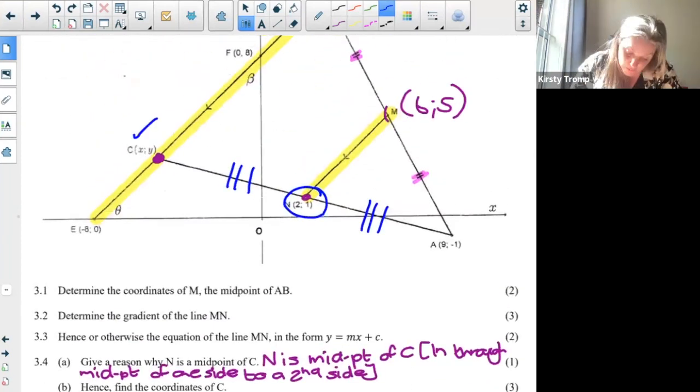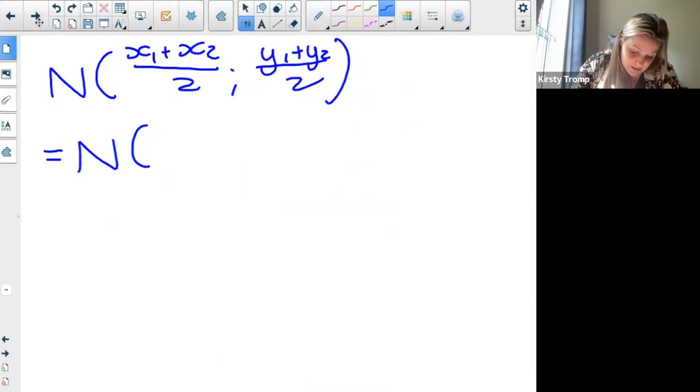We've got 2 points. We've got C and A. C is x is to y. A is 9 is to -1. So let's go put it in here. I said to you earlier on, I like to write it on the side, so I'm going to go do that for you.